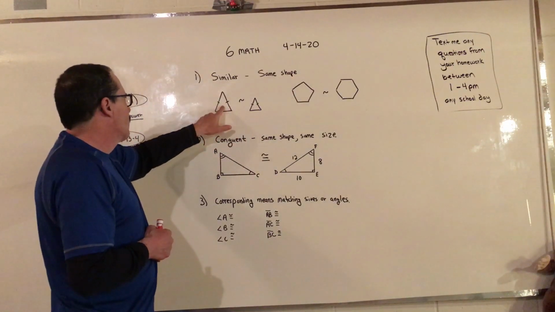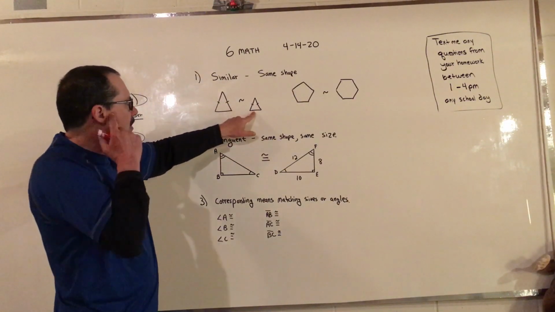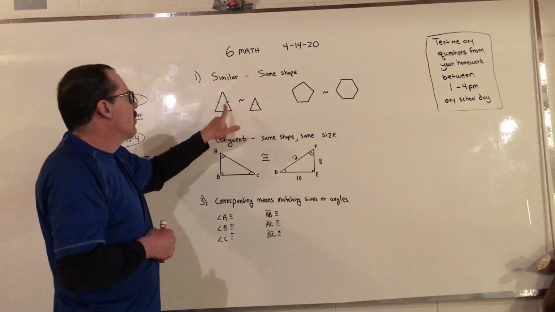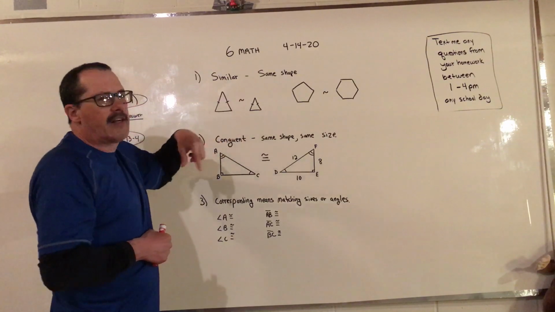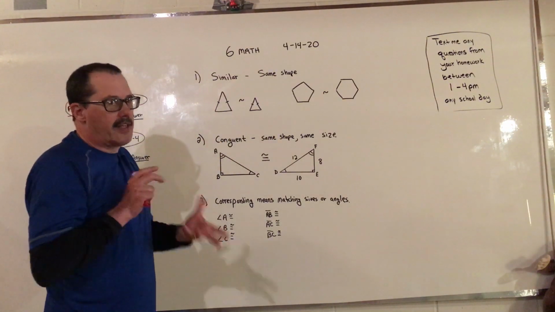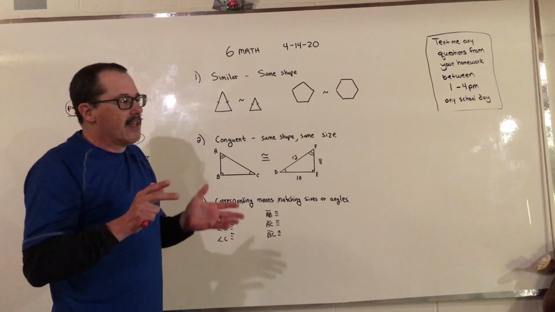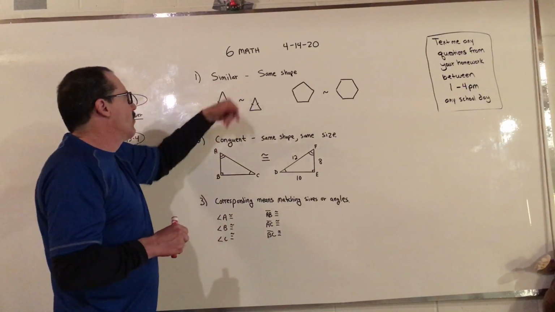So like this is an isosceles triangle, and there's a smaller isosceles triangle next to it. They're exactly the same shape. This little symbol here means similar. It's kind of like if you're watching the movie Honey, I Shrunk the Kids. The kids looked exactly the same. They were just smaller. And that's the idea of what similar means.